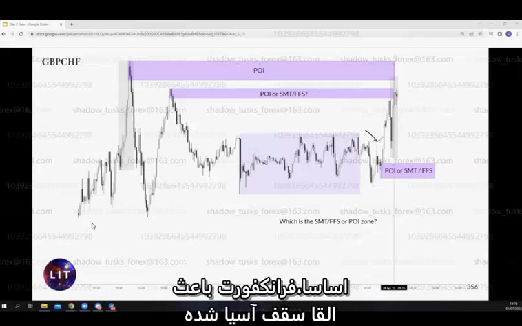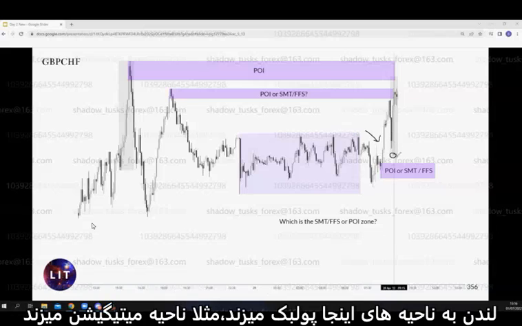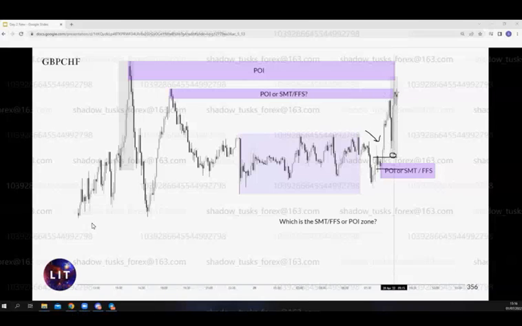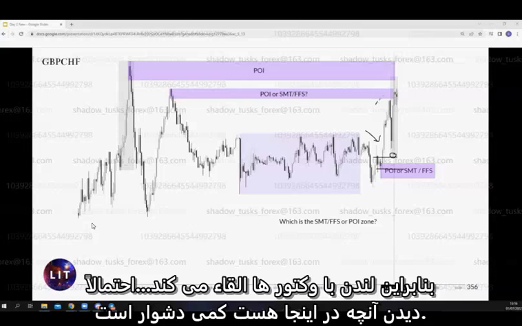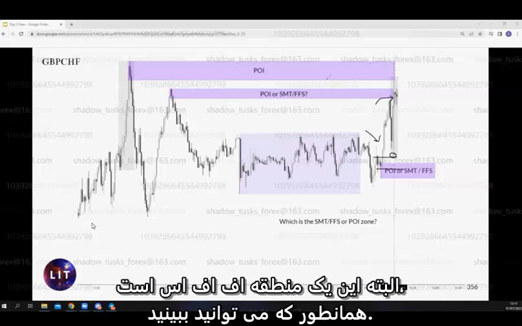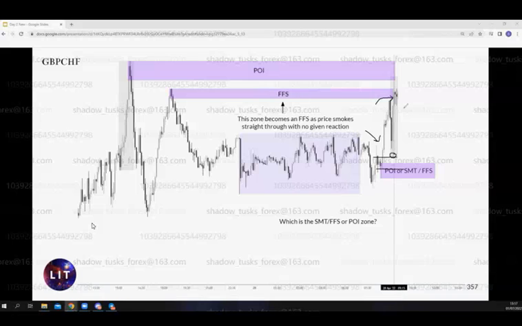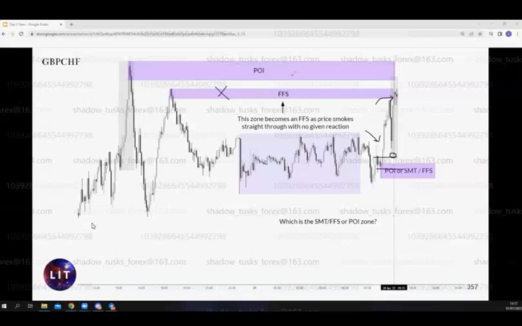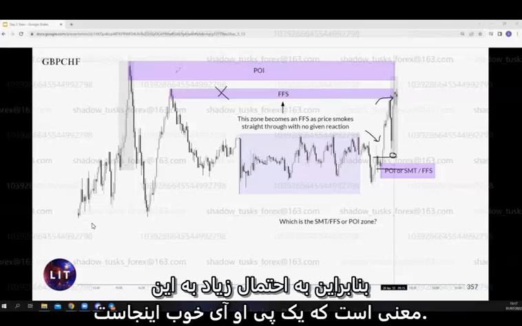Essentially, Frankfurt did induce the high out of Asia. London pulls back into zones over here, like your mitigation zones, a little bit higher than that, but you see the point. So London induces with vectors, probably a little bit tricky to see, but you can tell over here it's, of course, an FFS zone, as you can see. So it's blown straight through it. This point is completely smoked through, as you can see. So what that likely means is we have a nice POI here.